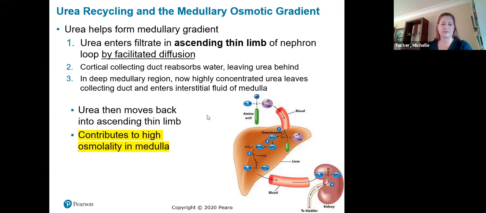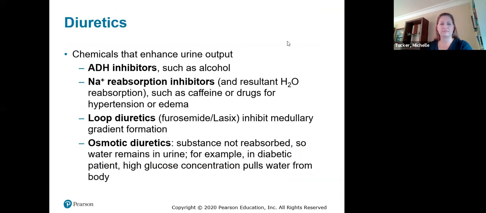So that's really all I'm going to say about urea, is that it contributes to that medullary gradient. There are many chemicals, substances that can enhance urine output. Alcohol is a big one. It inhibits ADH. So without ADH, aquaporins are not placed into the membrane and water is not reabsorbed. So if you have noticed, when people go out drinking, they seem to have to go to the restroom like every hour. That's because the urine is very dilute because we're not reabsorbing water.